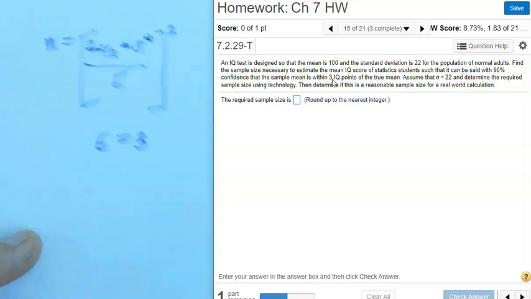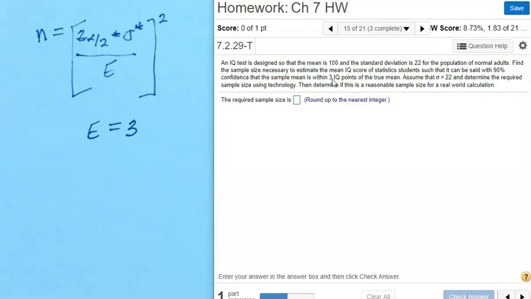The only one where you have to change it to a decimal form is with the proportion ones, where they give it to you as a percentage. But in this one, you don't. So you would take those three things, plug them into this formula, be sure and square it at the end, and be sure and round it up to the next highest integer when you're done.